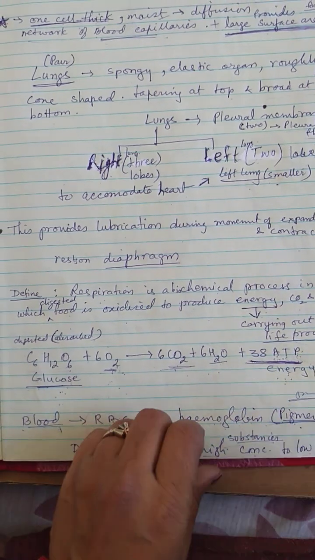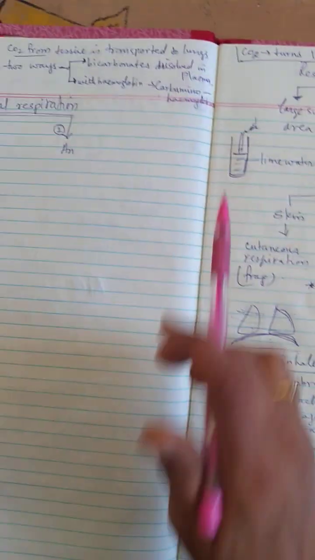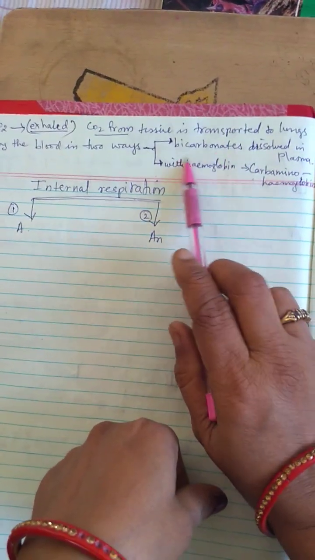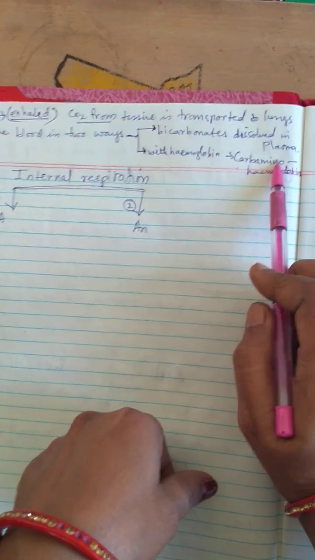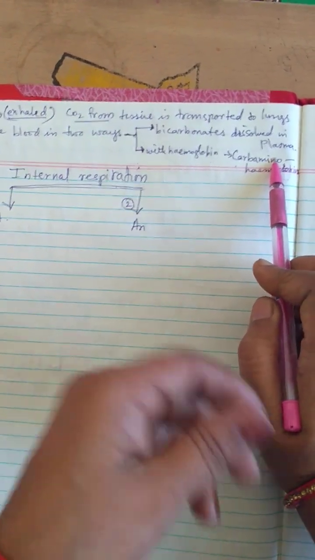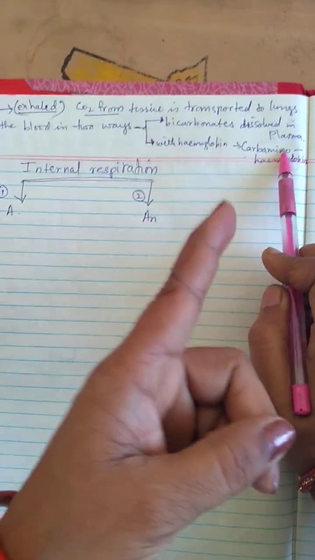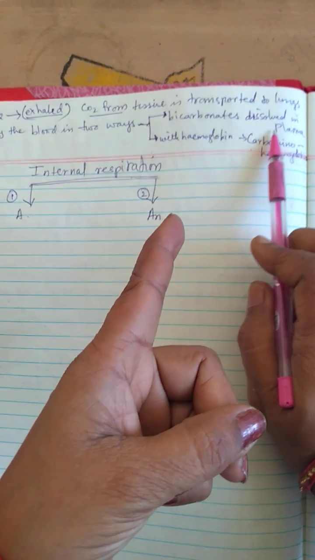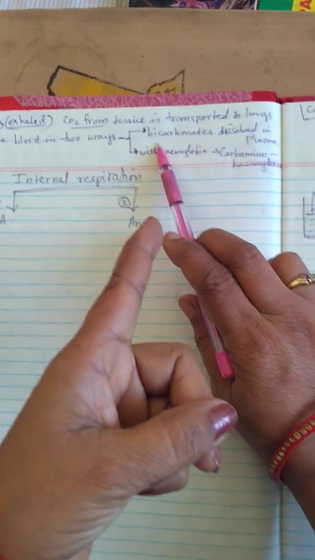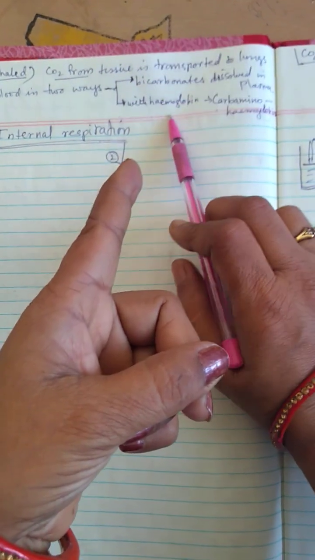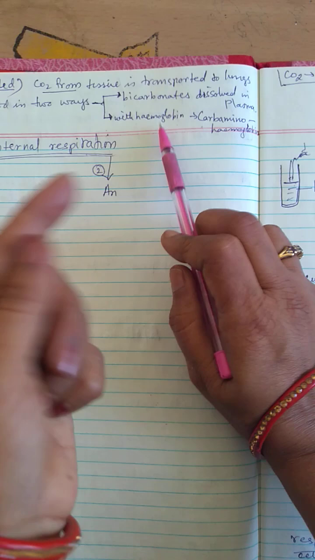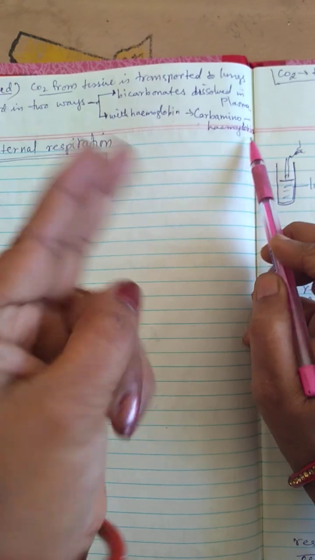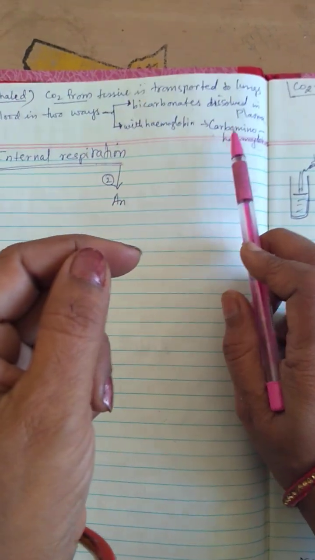When carbon dioxide has to be exhaled, it is transported back in two ways. One is it forms bicarbonates, and these bicarbonates dissolve in the plasma of the blood. When the circulatory system is explained to you, at that time I will make you clear about the plasma. Right now you know that plasma is present inside the blood. So in that part only the carbon dioxide will dissolve in the form of bicarbonates. And one more thing is that some amount of carbon dioxide will combine with hemoglobin to form carbaminohemoglobin. These are the two ways in which the carbon dioxide will be exhaled out.